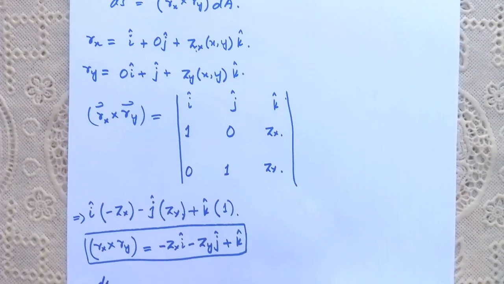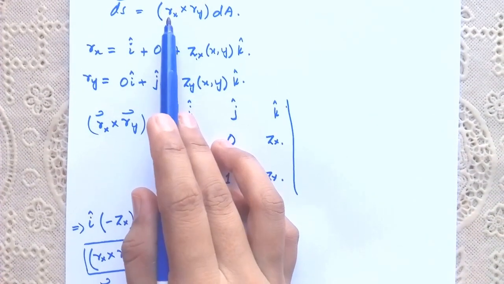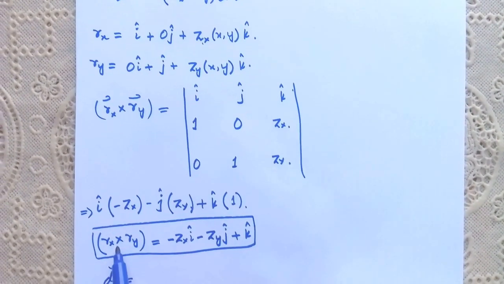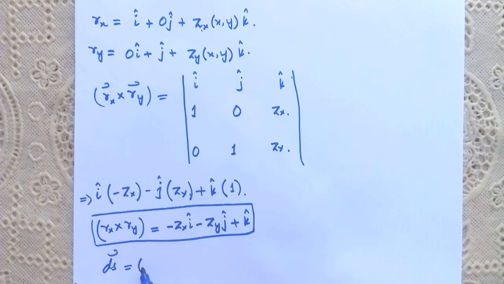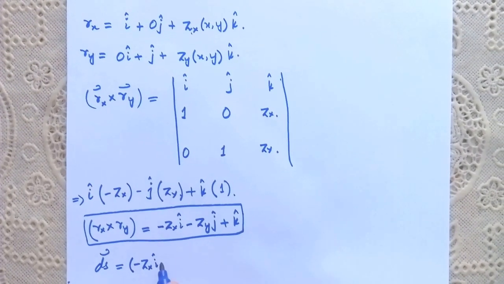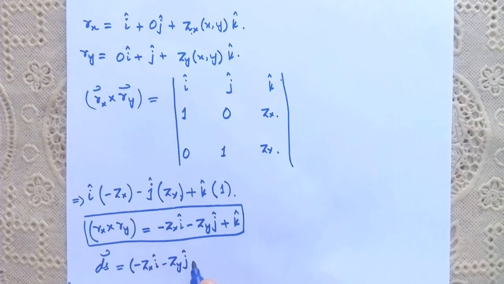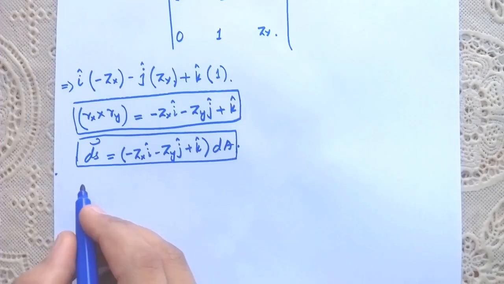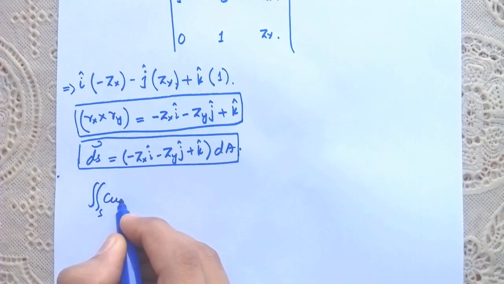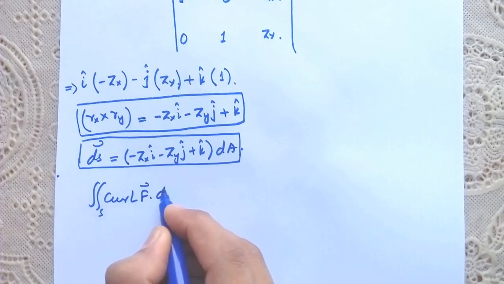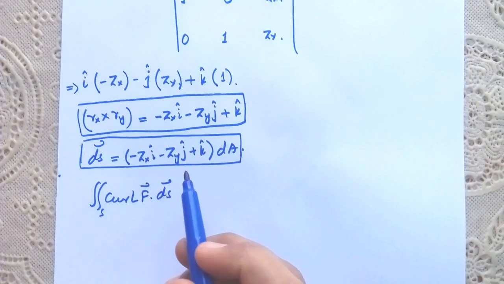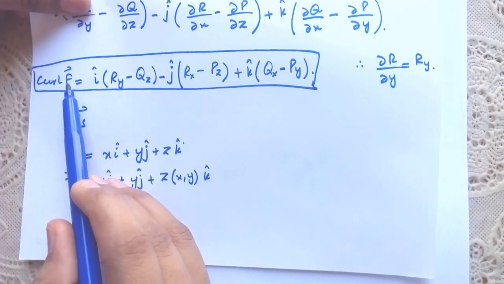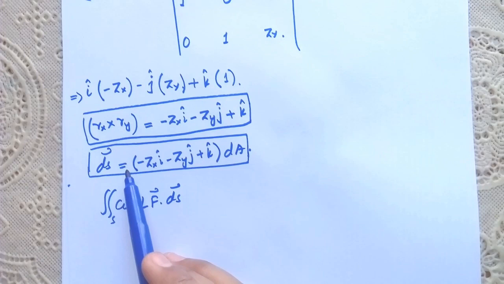So dS is equal to the cross product of r_x and r_y times dA. So the cross product of r_x and r_y means minus z_x i cap minus z_y j cap plus k cap, times dA, right? So the surface integral of the curl of a vector field F dot dS is the dot product of this vector, meaning the curl of the vector field F, and this vector.